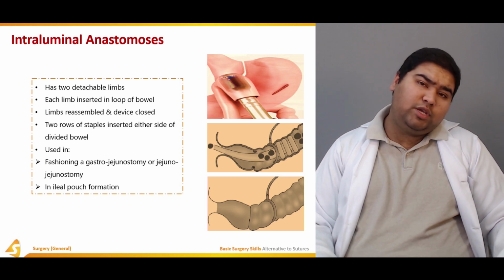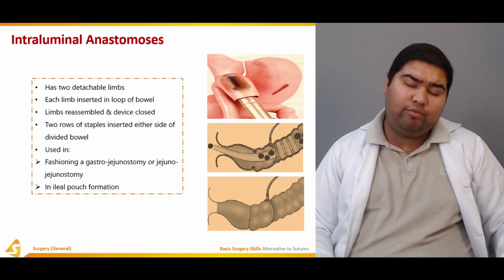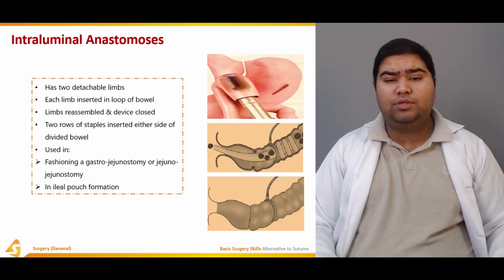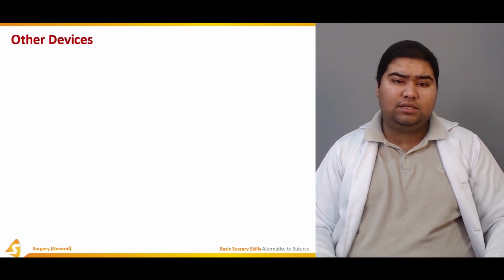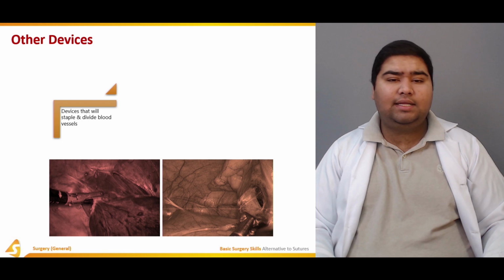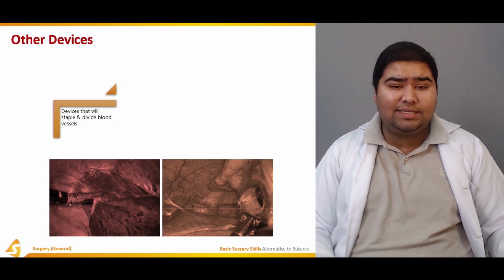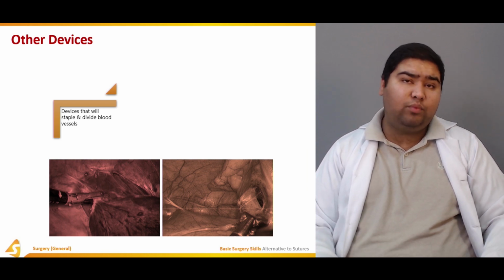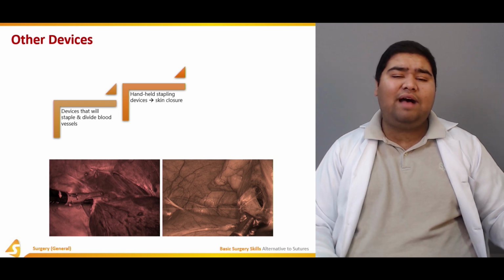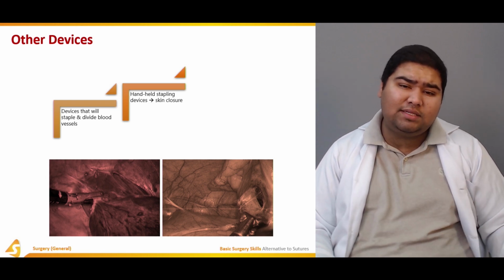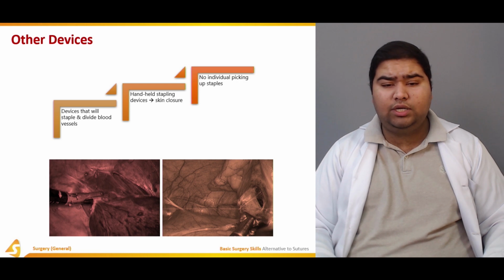It can also be used in ileal pouch formation. So these are some of the uses of intraluminal anastomosis. So what are the other devices? Other devices, we have devices that will staple and divide blood vessels. Then we have handheld stapling devices which are used for skin closure.